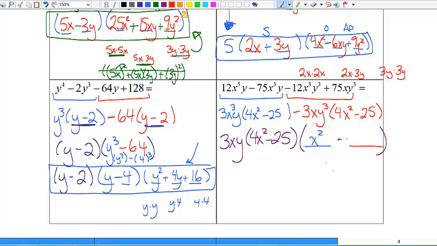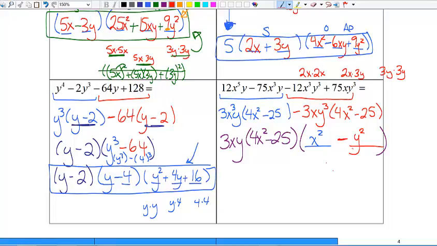And then in my red group, a negative 3xy cubed divided by positive 3xy is a negative 1y. I don't need to write the 1 because I already have the y squared here. The 4x squared minus 25 divided by the 4x squared minus 25, that's just 1. So it looks like I'm completely factored using my grouping skills.